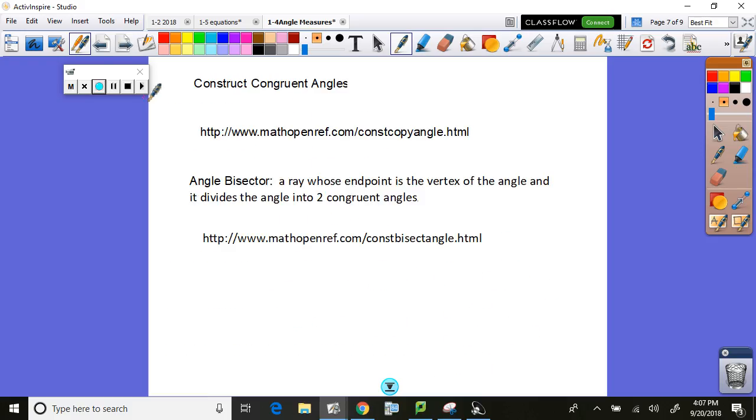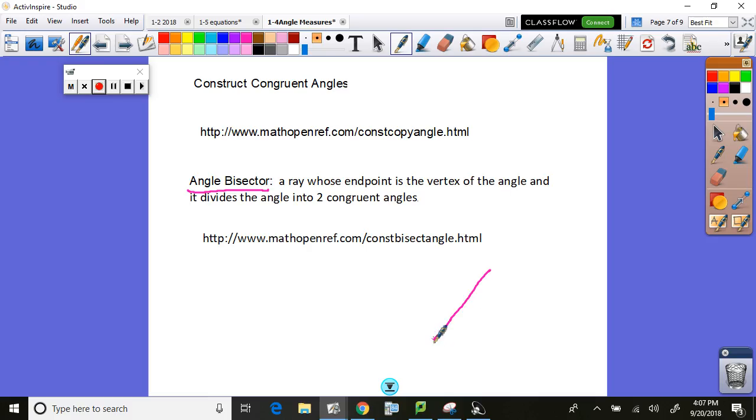Now I want to talk about constructing congruent angles. Actually, what you're going to do is you're going to use that same website we used in the past, where you're going to go to Math Open Reference. One definition here is an angle bisector. It's a ray with endpoint in the vertex of the angle and divides it into two congruent parts.